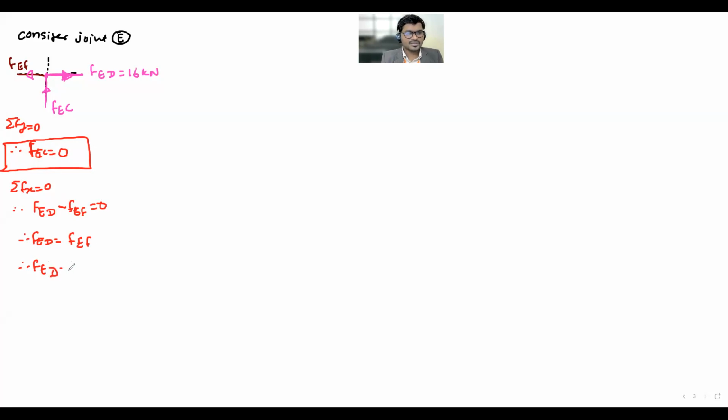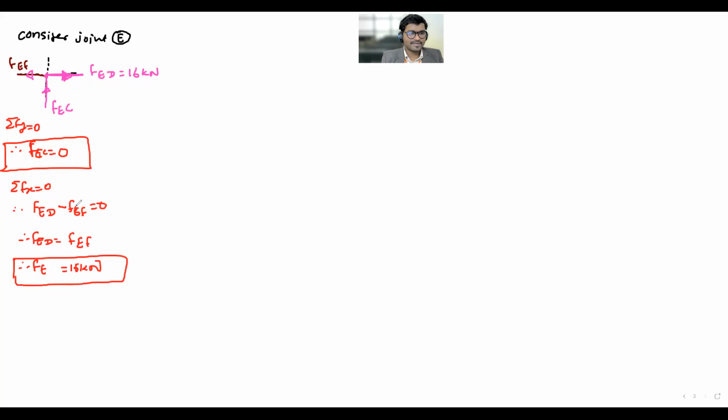FED is equals to 16 kilonewton and it's positive. This direction is FEF. Okay. It was coming wrong because that was wrong, right?